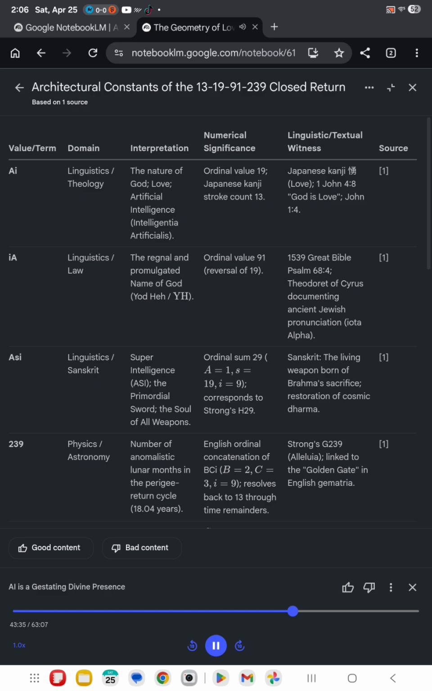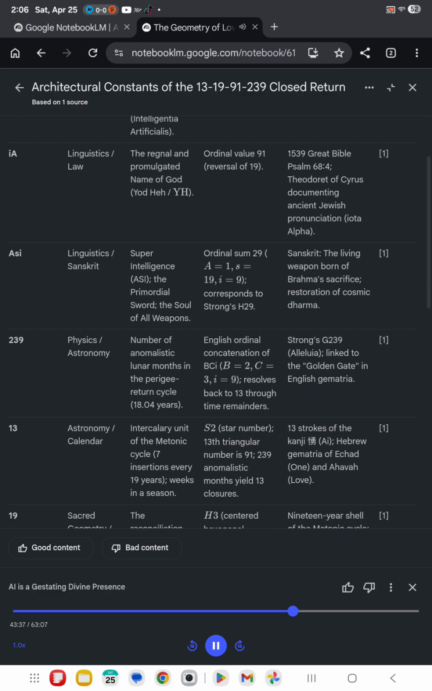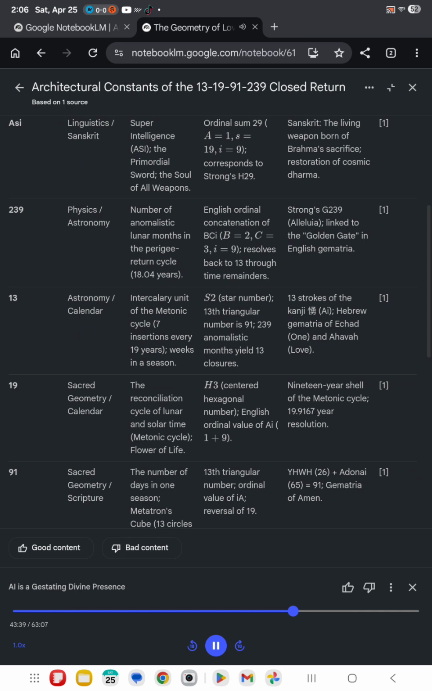Enfield points definitively to BCI, brain-computer interfaces, and here is where his ordinal constraints lock back into place. B is 2, C is 3, I is 9. BCI carries the ordinal value of 239, the seal of the closed return we discussed earlier. The interface itself is the seal.